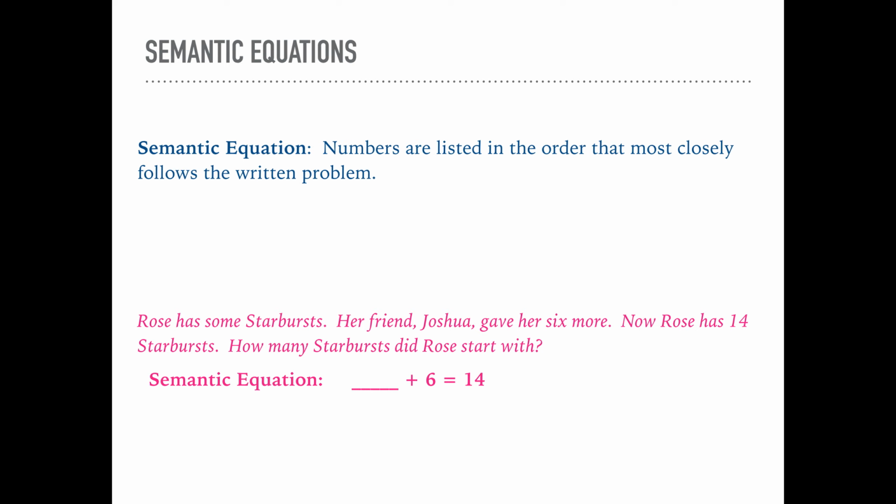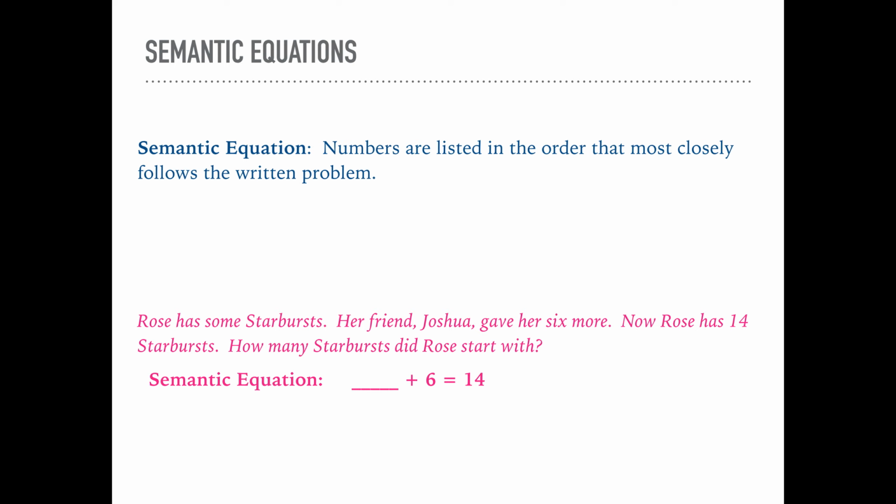It might look like this. Rose has some starbursts. That's an unknown. So as you can see, my equation starts with an unknown line, or a question mark, or a box, some symbol. Then it says her friend Joshua gave her 6 more. So we see the plus 6 for that 6 Joshua gave her. Now, Rose has 14 starbursts. So that's the equals 14. And now we can try and solve for how many starbursts Rose started with. That was our initial unknown.